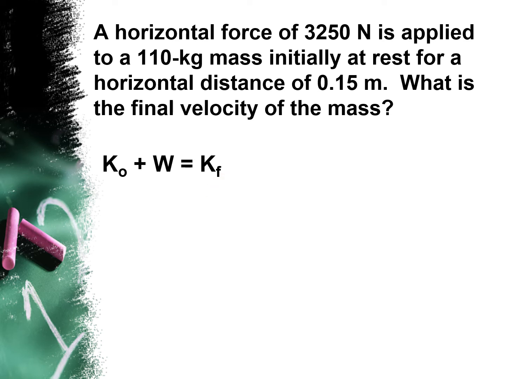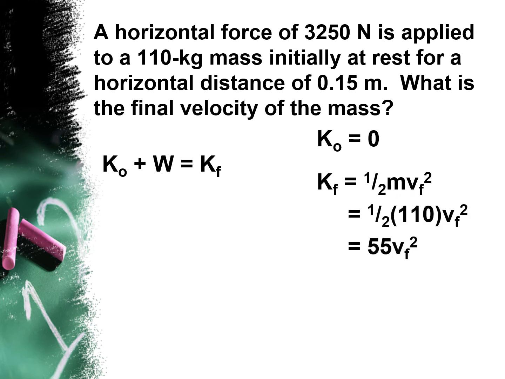Now each one of these terms has its own equation, so we figure out what the equation is for each one. First off, the initial kinetic energy is going to be 0 because it starts at rest. So the initial velocity is zero, which means the initial kinetic energy is zero. The final kinetic energy is going to be equal to 1/2 times mass times the final velocity squared. So we plug in what we know, which is just the mass. That's going to be 1/2 of 110, which gives me 55 times the final velocity squared. And that final velocity is unknown because that's what we're looking for.